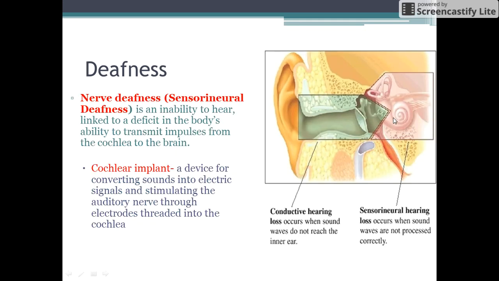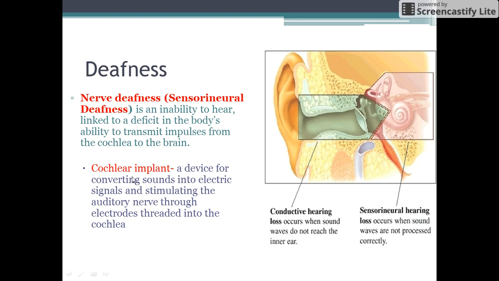Sensory neural hearing loss is the inability to hear linked to a deficit in the body's ability to transmit impulses from the cochlea to the brain. So there's something wrong here with the nerves. A lot of times you're born this way. Maybe you're born without hairs in the cochlea, so messages can't be sent to the brain because the sound waves don't transmit to messages.